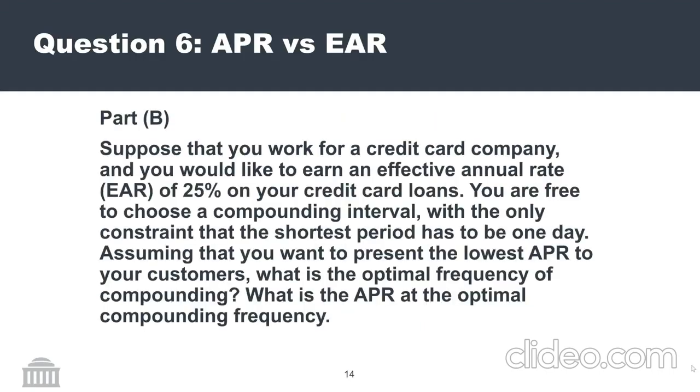Let's continue with part B of this question. Suppose that you work for a credit card company and you would like to earn an effective annual rate of 25% on your credit card loans. You are free to choose a compounding interval with the only constraint that the shortest period has to be 1 day. Assuming that you want to present the lowest APR to your customers, what is the optimal frequency of compounding? What is the APR at the optimal compounding frequency?